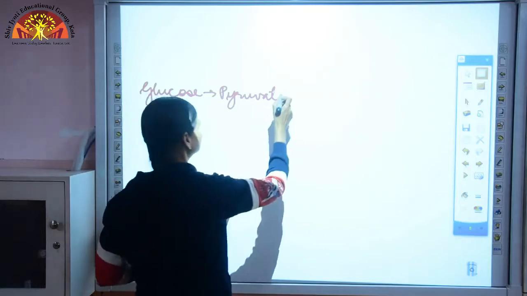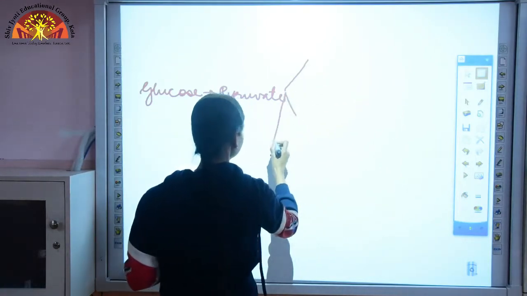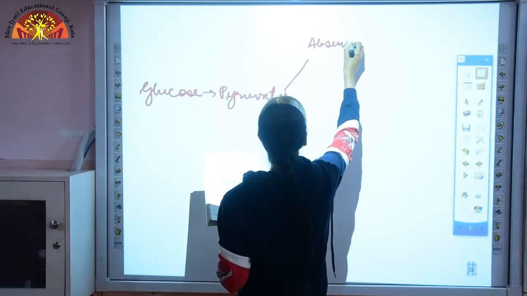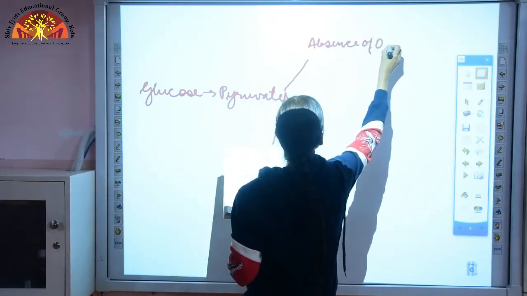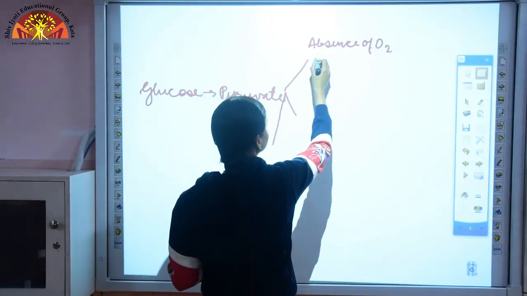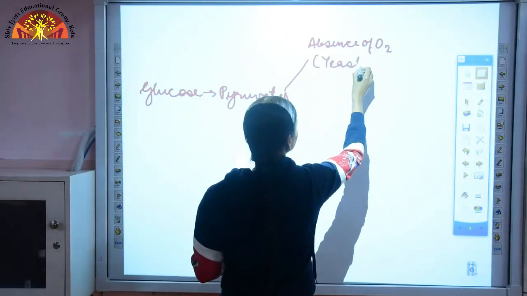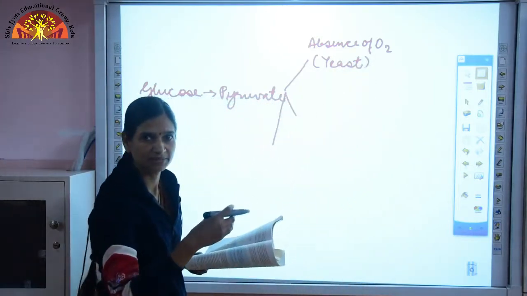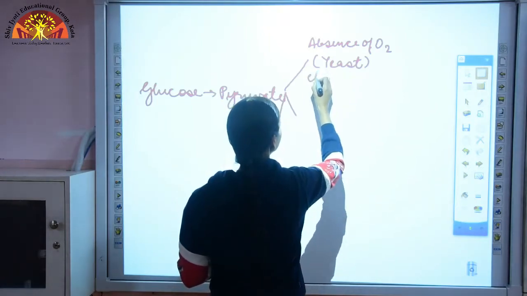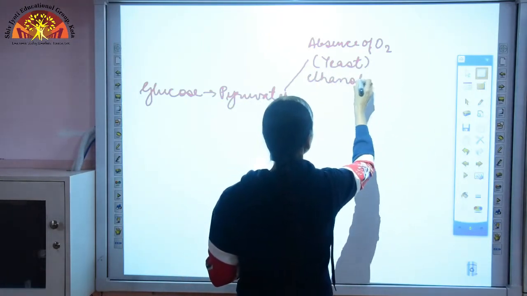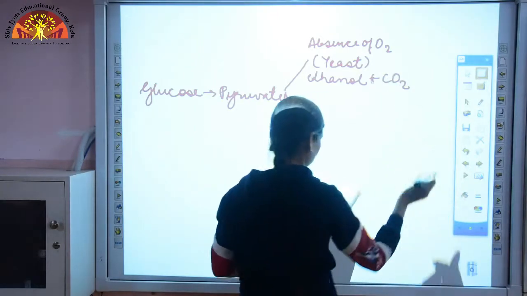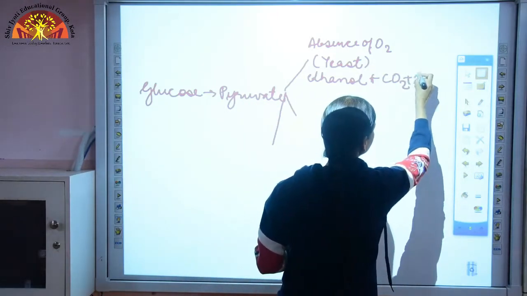Then pyruvate has 3 fates. इसके 3 फेट्स हो सकते हैं. One is in the absence of oxygen, एब्सेंस ऑफ O2 में inside the yeast, हम यीस्ट सेल की बात कर रहे हैं. यीस्ट सेल में पायरुवेट का कन्वर्शन होता है in the absence of O2 into ethanol, CO2 and a small amount of energy.